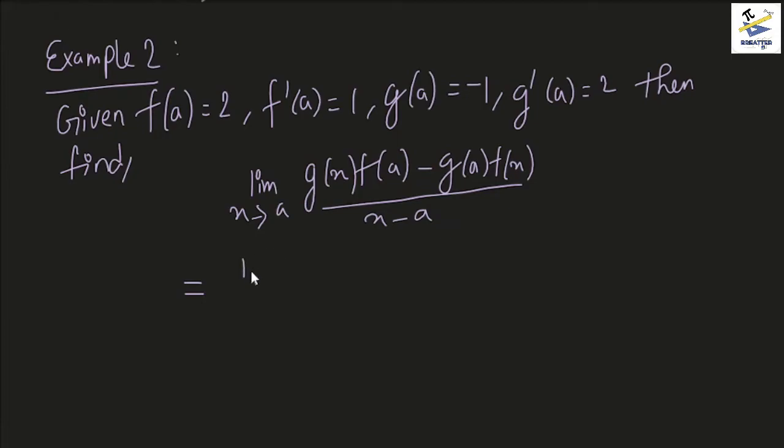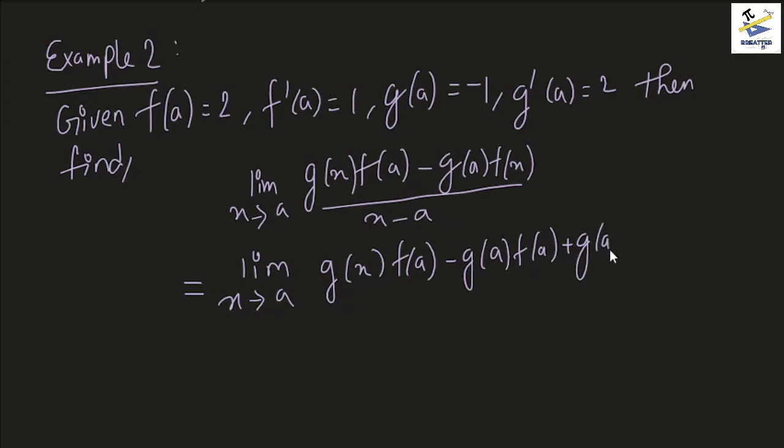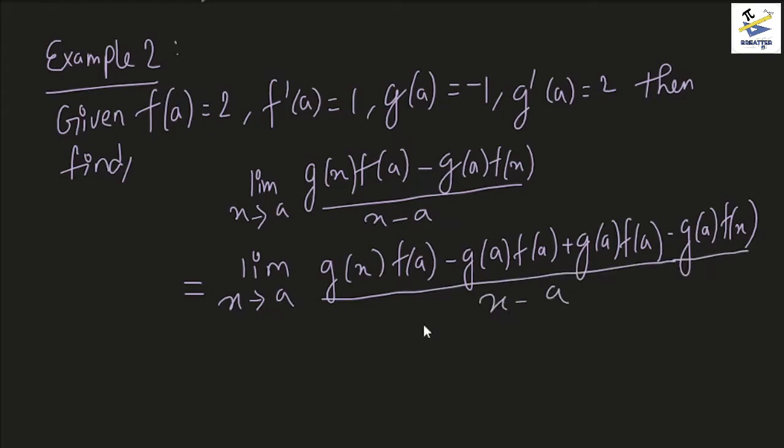Now the limit as x tends to a of g(x) times f(a) minus g(a) times f(x). What we are going to do here is add and subtract g(a) f(a). Minus g(a) times f(x), and we are going to draw a line, x minus a. Now why did we do that? Because we are going to separate the first two terms and the last two terms and write them as a separate limit. You will see why.